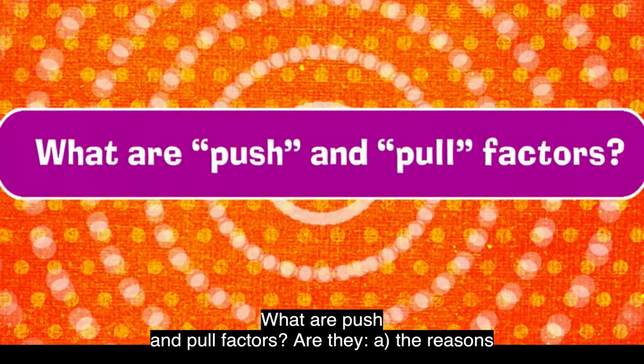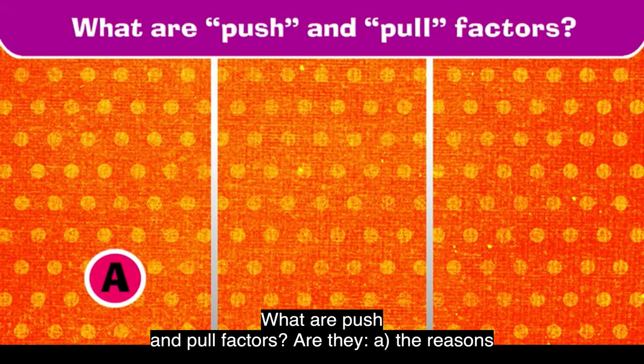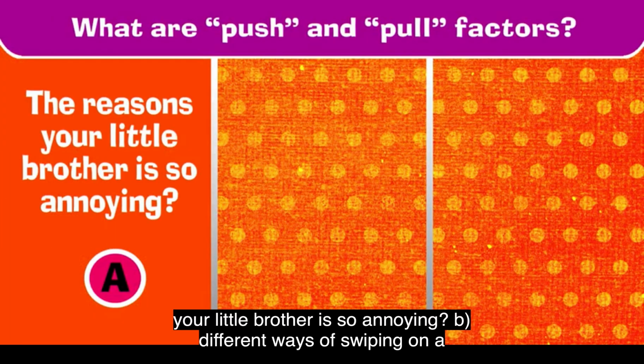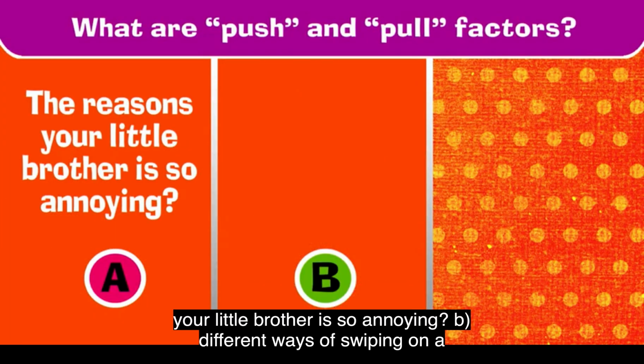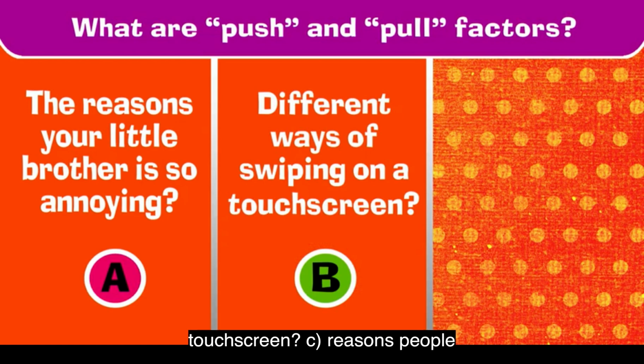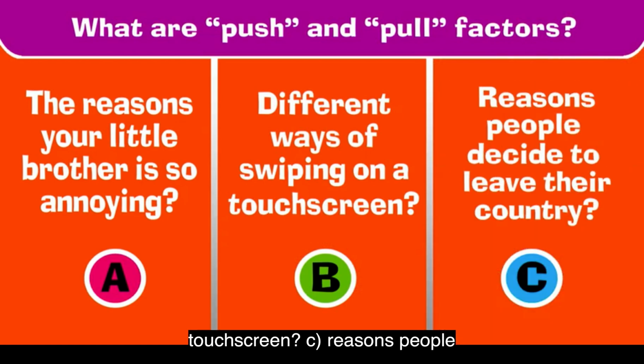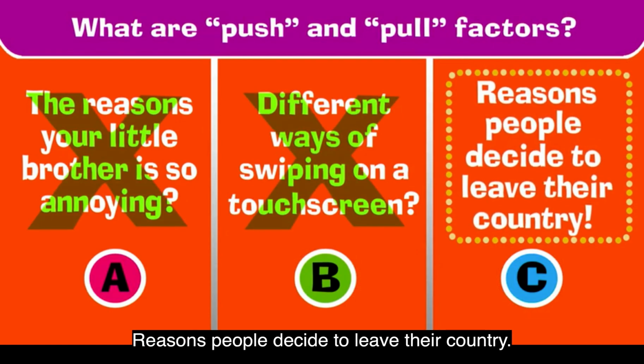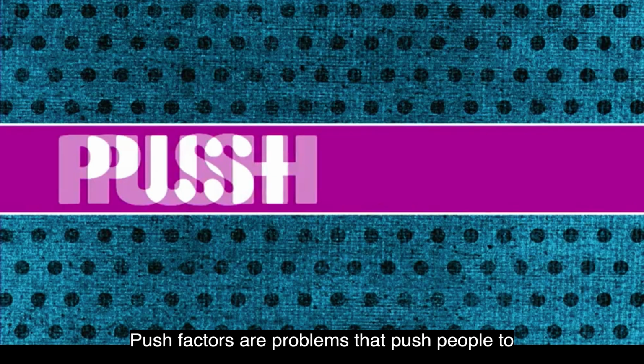What are push and pull factors? Are they A, the reasons your little brother is so annoying? B, different ways of swiping on a touchscreen? C, reasons people decide to leave their country? Reasons people decide to leave their country.